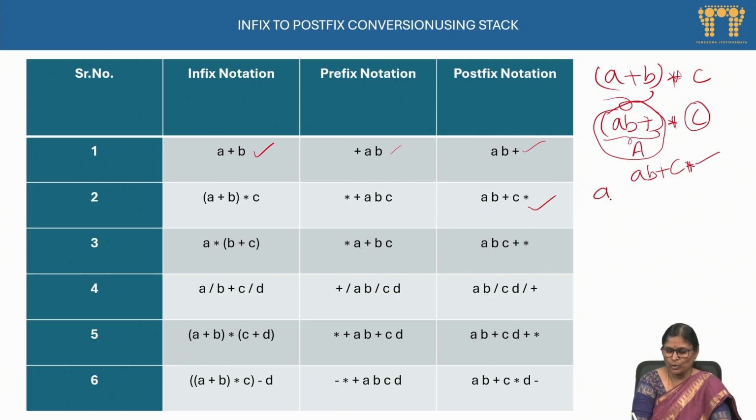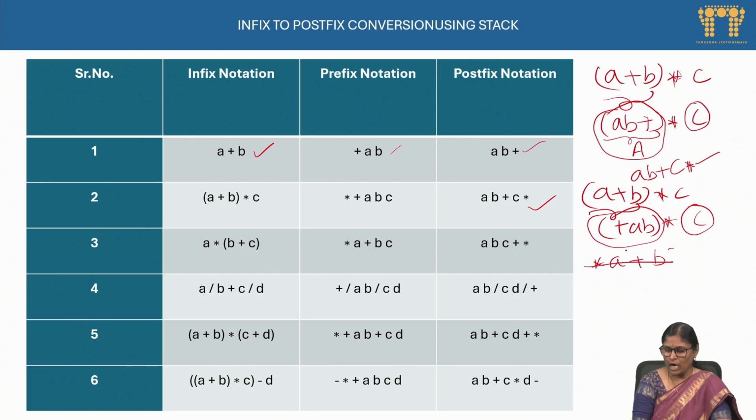Similarly, if you want to convert the same expression (A plus B) into C to prefix, here A plus B can be converted as prefix, meaning plus A B, into C. So this is one operand and this is another operand. Operator followed by the operands is the prefix notation. So here we consider this as C, so star, then plus A B. Plus B, this is wrong.